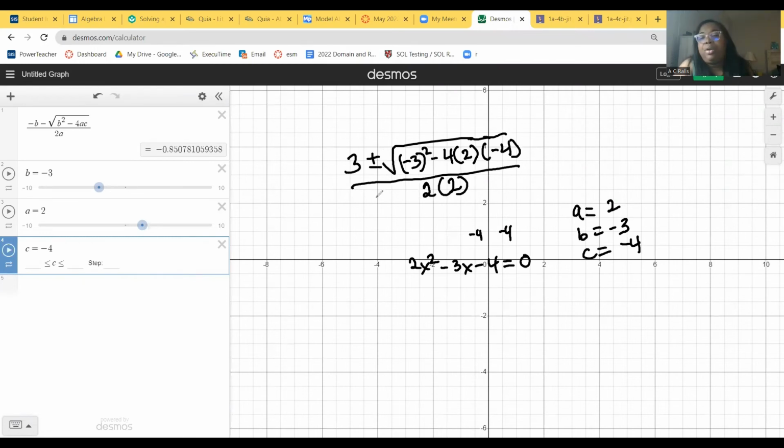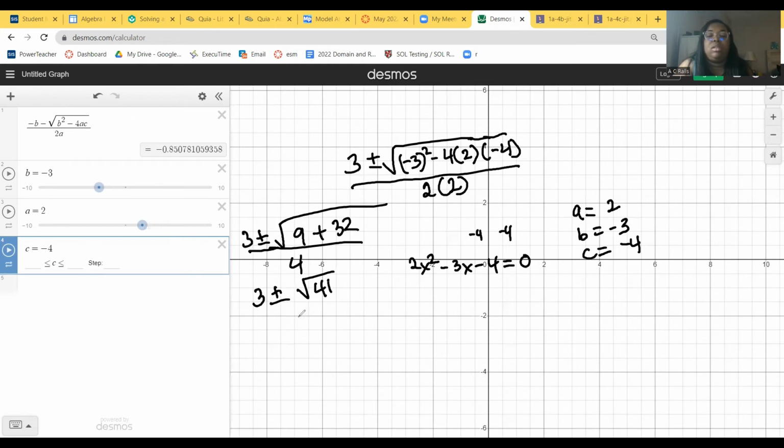So we want to now use our mental space. You could plug this part into Desmos if you needed to, or you could do it by hand. So I will have 3 plus or minus the square root of 9 plus 32 over 4. So 3 plus or minus the square root of 41 over 4. So this is my answer.